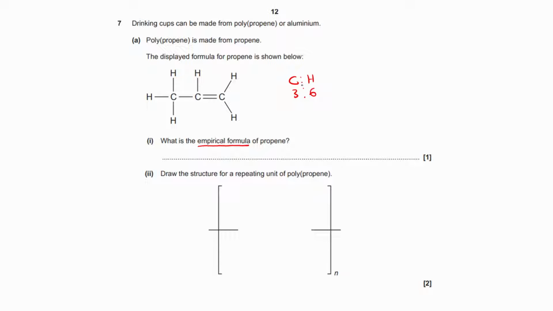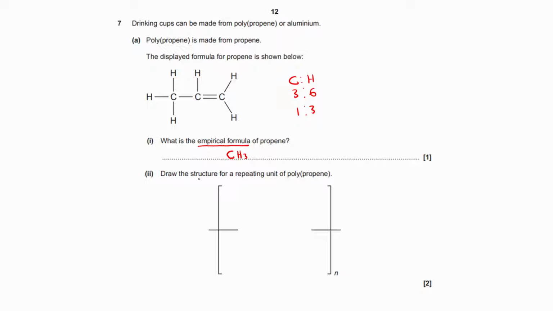This is the ratio of carbon to hydrogen, but the empirical formula is the simplest whole number ratio. We can simplify this ratio further, so 1 to 2. So the ratio of carbon to hydrogen is CH2. C1, but we don't put a 1 there. So that's the empirical formula.